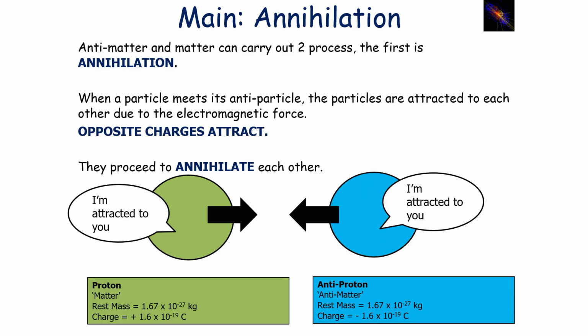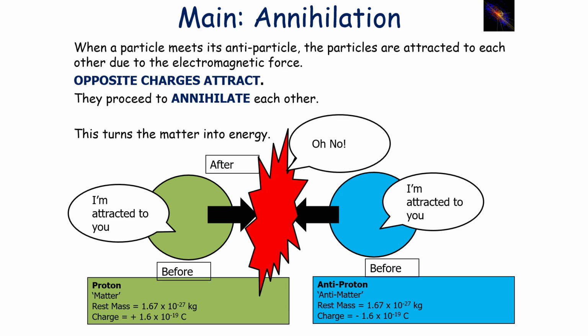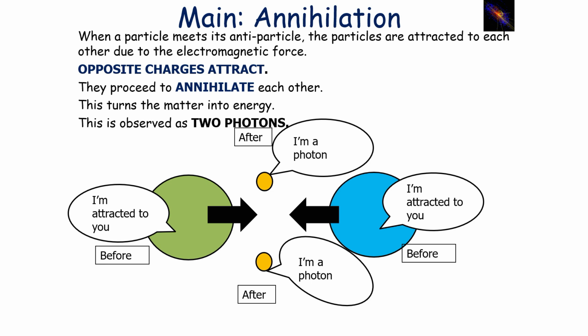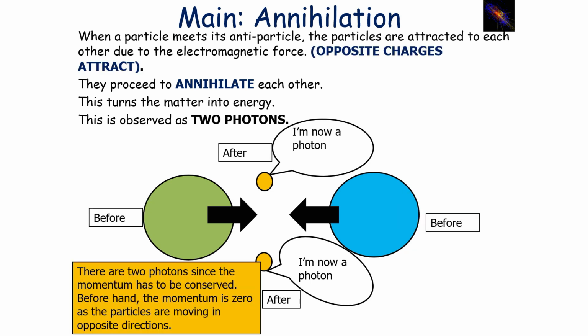So antimatter and matter can carry out two processes. The first process is annihilation. When a particle meets its antiparticle, the two are attracted to each other due to having opposite charges, so they'll proceed to annihilate. They'll turn all their matter into energy, which is observed as two photons. There are two photons since the momentum has to be conserved. Beforehand the momentum is zero.